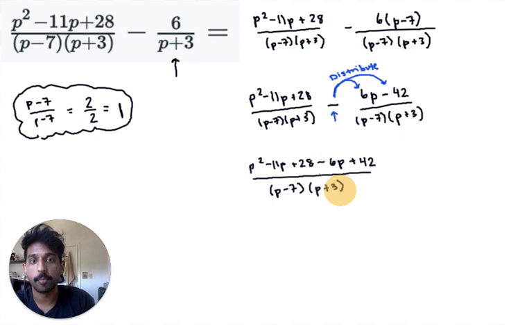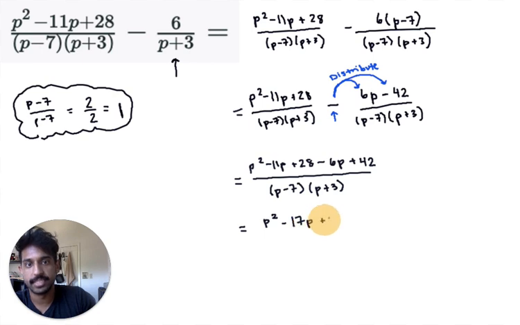All right, so at the top we're going to combine like terms. Sorry, I forgot my equal signs. We're going to combine like terms. There's nothing for p squared, so that's going to stay p squared. Negative 11p minus 6p is going to be minus 17p. Plus 28 plus 42, that's going to be plus 70. And then again, the denominator is still p minus 7, p plus 3.